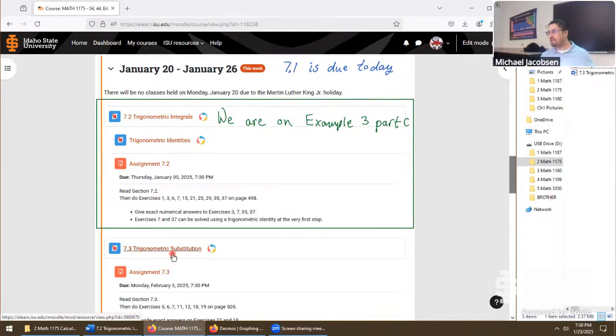Also, SOHCAHTOA makes a comeback in section 7.3. So right angle trigonometry is part of the technique on this one. A good opportunity to look at that again, dust off some of our skills on trigonometry.